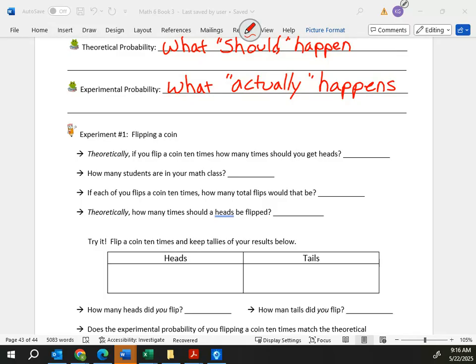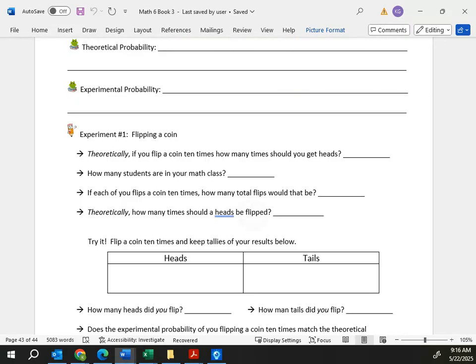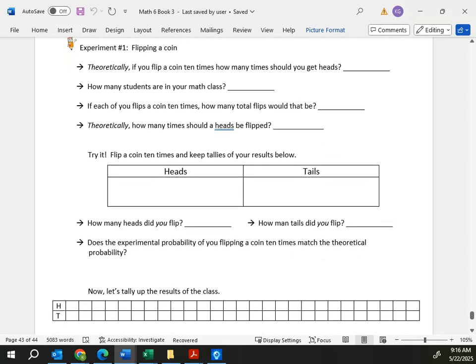So let's look at this coin flipping experiment that we are going to do. We are actually going to be flipping a coin. So if you are at home watching this, you're going to need a coin, a penny, a nickel, whatever coin, heads and tails. So theoretically, if we flip that coin 10 times, how many times should we get heads? Lila. 5. How did you find that, Lila? Because 5 is half of 10. Because 10 divided by 2, we have it. 10 divided by 2 is 5. So we should get 5 heads and 5 tails.